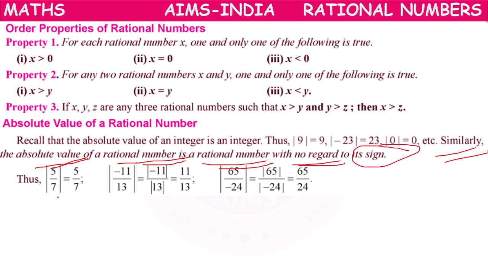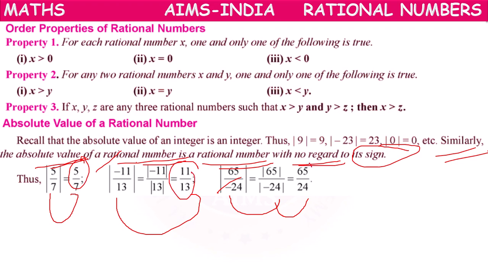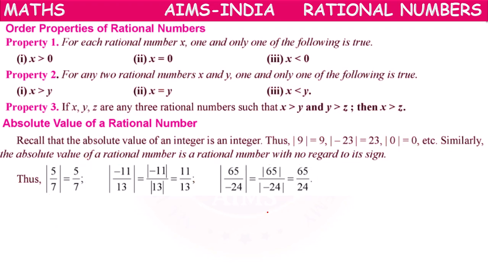The modulus of 5/7 equals 5 by 7. The modulus of minus 11 by 13 equals 11 by 13. For 65 by minus 24, we take the modulus of the numerator and denominator separately, then write their value. The negative sign may be in the numerator or the denominator, but there is no need to consider it. The absolute value is always positive, like integers. Okay, children, this is about absolute value.